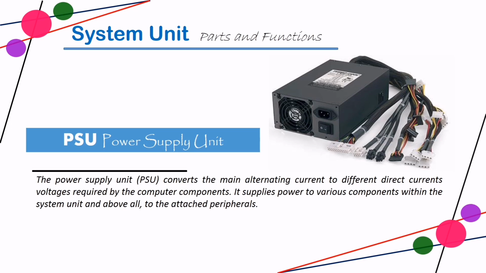PSU, Power Supply Unit. The power supply unit converts the main alternating current to different direct current voltages required by the computer components. It supplies power to various components within the system unit and above all to attached peripherals.